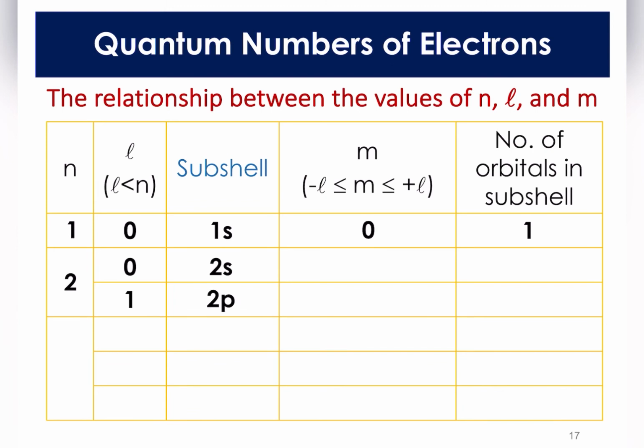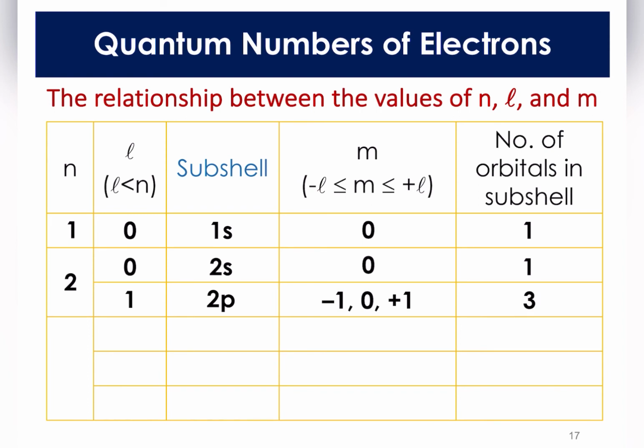And the next one, your m value. When L equals 0, the m value here is going to be 0. But when L equals 1, the m value is going to be -1, 0, and +1. And the number of orbitals in the subshell depends on the value here. So here you got only 1 value, which is 0, so 1 orbital. And here you got 3 values, so it's going to be 3 orbitals.